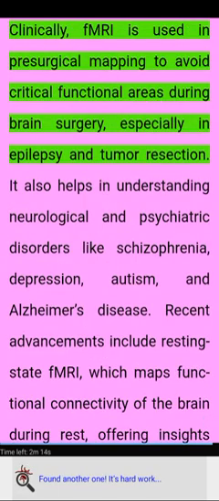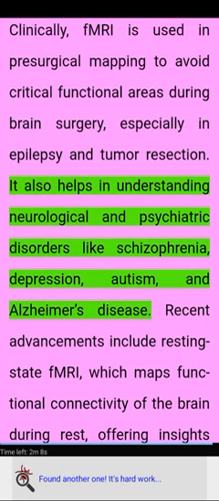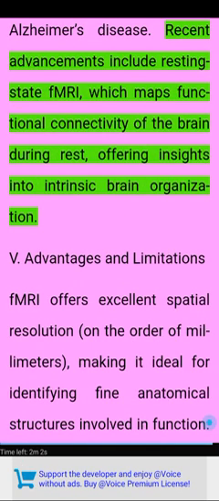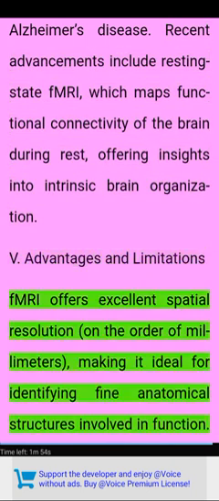Clinically, fMRI is used in presurgical mapping to avoid critical functional areas during brain surgery, especially in epilepsy and tumor resection. It also helps in understanding neurological and psychiatric disorders like schizophrenia, depression, autism, and Alzheimer's disease. Recent advancements include resting state fMRI, which maps functional connectivity of the brain during rest, offering insights into intrinsic brain organization. 5. Advantages and limitations.